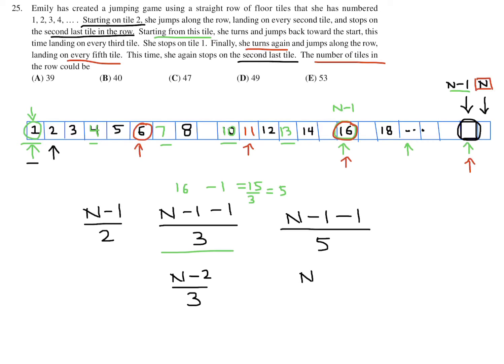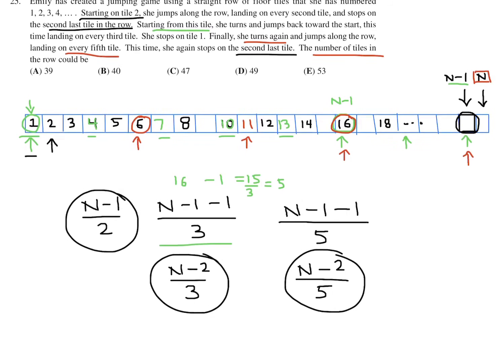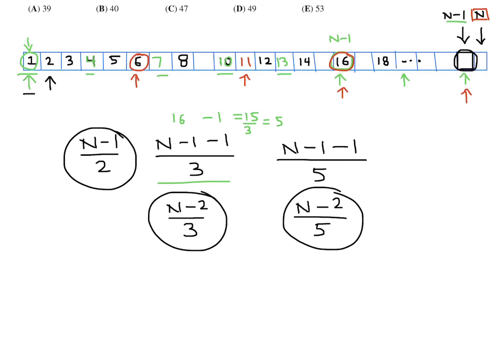So that leads us to our third condition, which is n minus 2 is divisible by 5. So we have to find a number that meets all of these conditions. All right? So let's look at our choices. We got 39. Let's see. Does 39 match? N minus 1 over 2 would become 38 over 2, and that is indeed divisible, right? Because it's 19. All right, that's good.